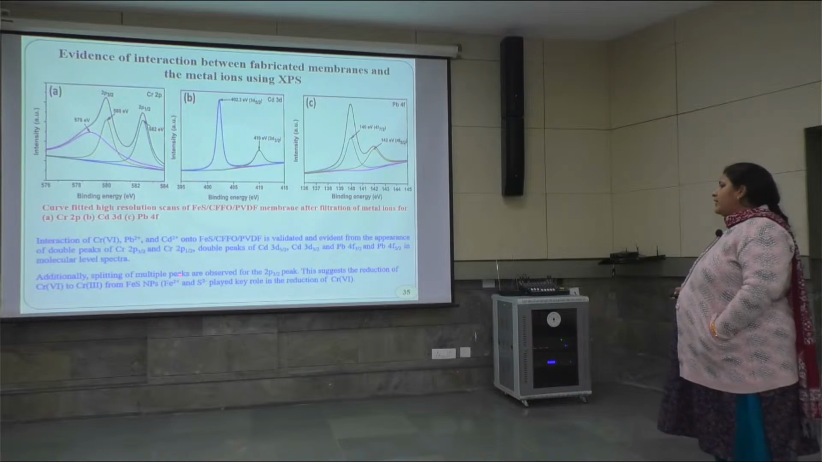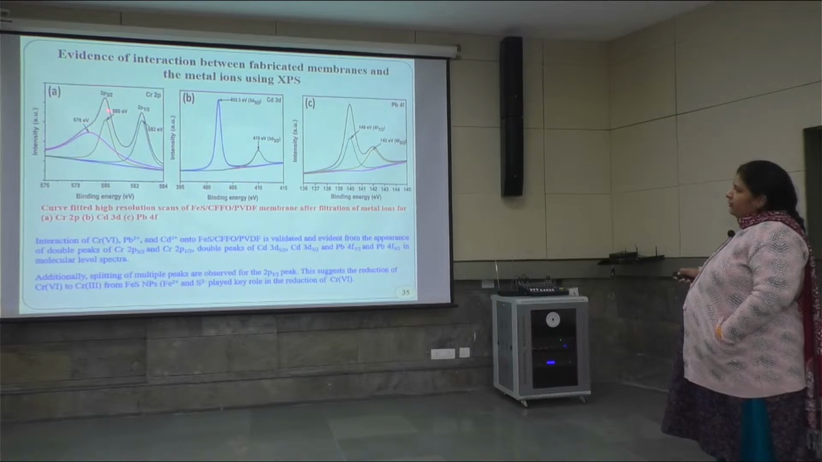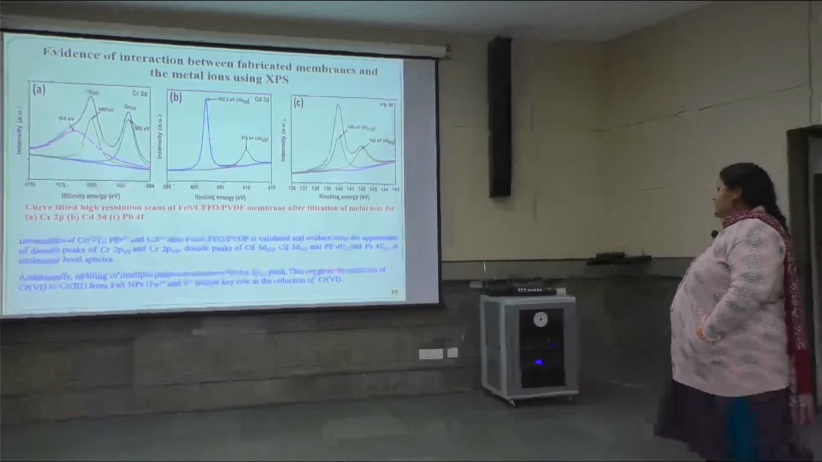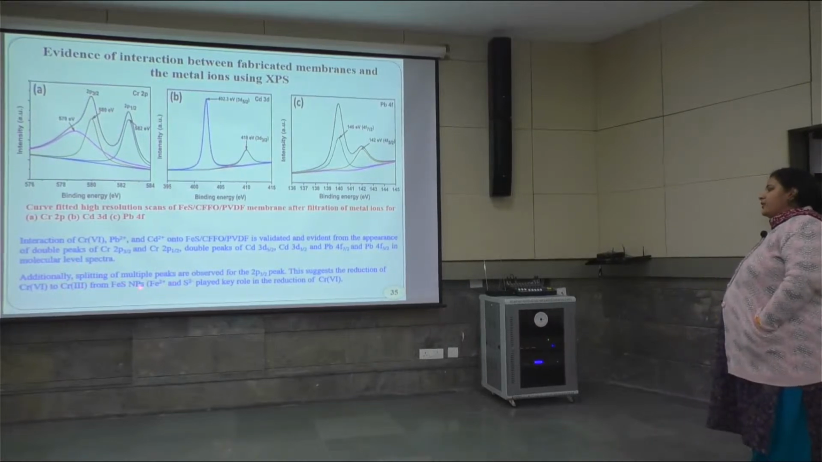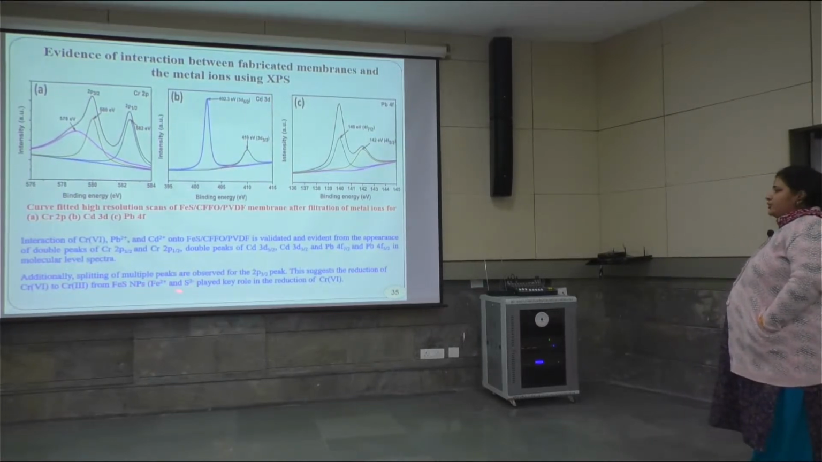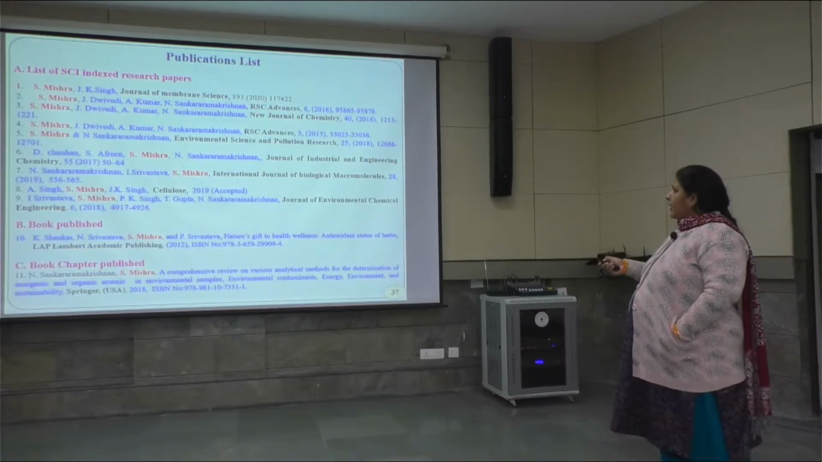Additionally, splitting of multiple peaks is observed for the 2p 3/2. These two peaks are separated, which suggests the reduction of chromium 6 to chromium 3 by the FeS nanoparticles. Fe2+ and S2- play a key role in the reduction of hexavalent chromium.